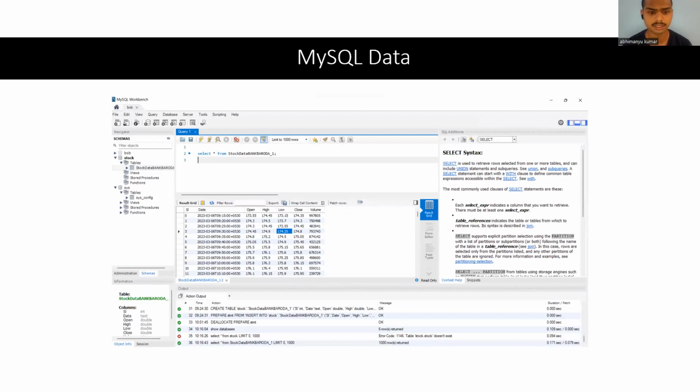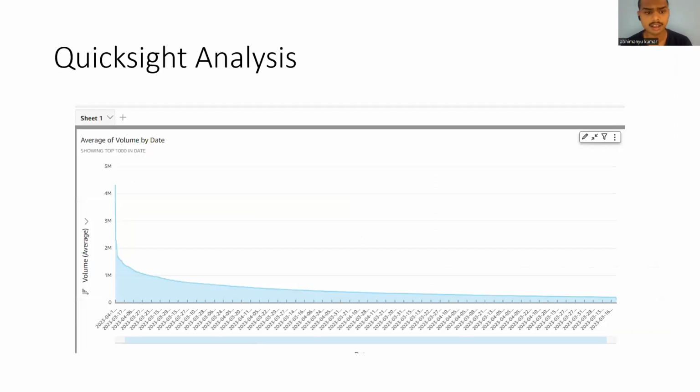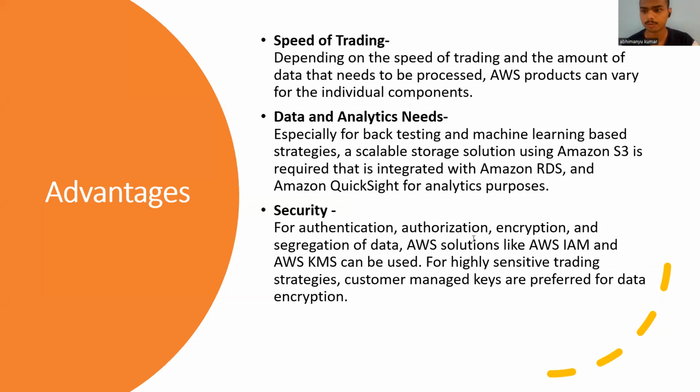If I run the query select star from stock bank data Bank Baroda, then we can see the data sets are uploaded here. Then we need to connect it with QuickSight. To do that, we will choose RDS, and then we will select from RDS which data sets we want to upload. In this case, Bank of Baroda is uploaded here. So we select that. And as per our convenience, we can visualize it using any graph such as pie chart, bar graph, or others according to our ease. So I can show the demo now.